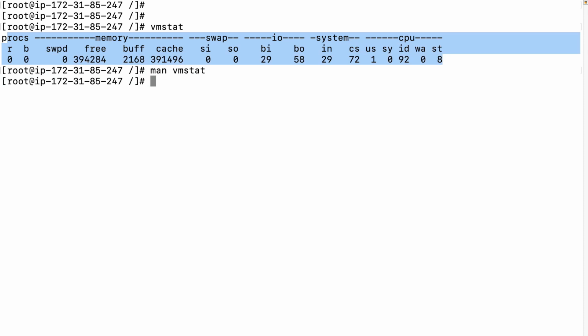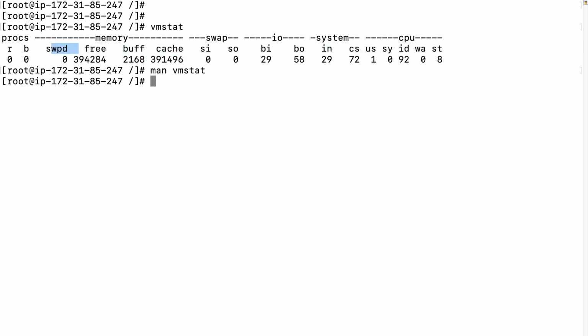Basically there is an R, which stands for the processes waiting for the runtime, that is, in the queue. B is processes in uninterruptible sleep, usually input output wait. Okay, there is some swapping memory information. I hope it is clear, right? There is a swpd and free.